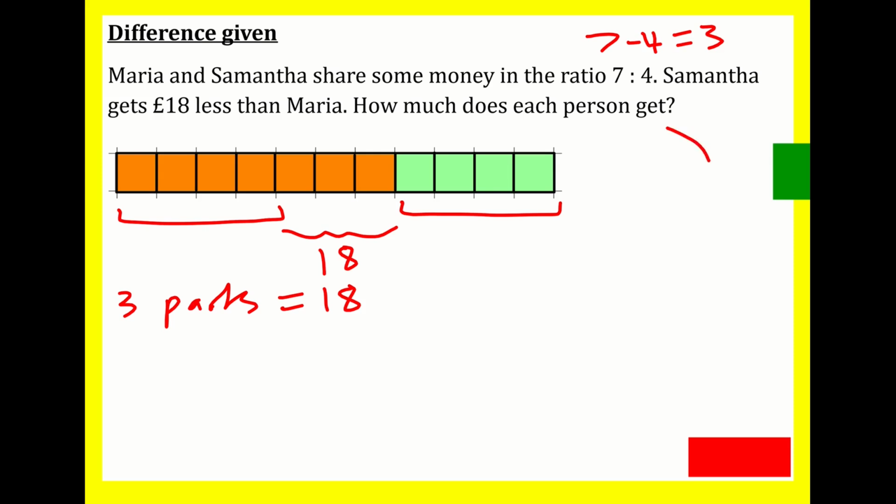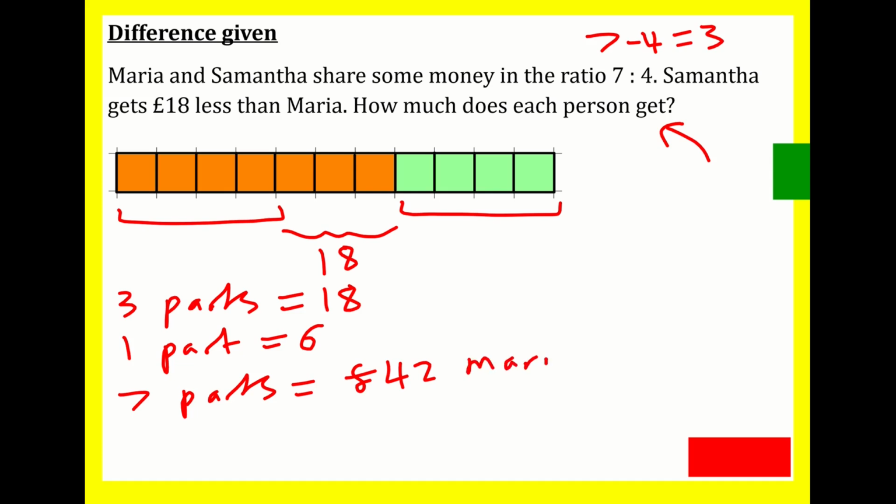The question, I think, the first time you ever see one of these, I personally think, how on earth do we do this? But actually, with a bar diagram, by recognizing it's just 3 parts is 18, it all falls into place. 1 part is going to equal 6, and then 7 parts will be £42, and that's Maria. And 4 parts will be £28, which is Samantha.